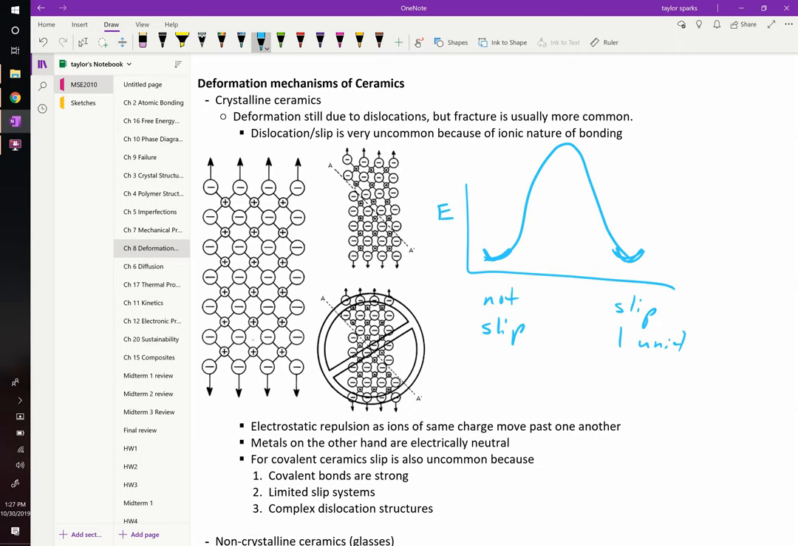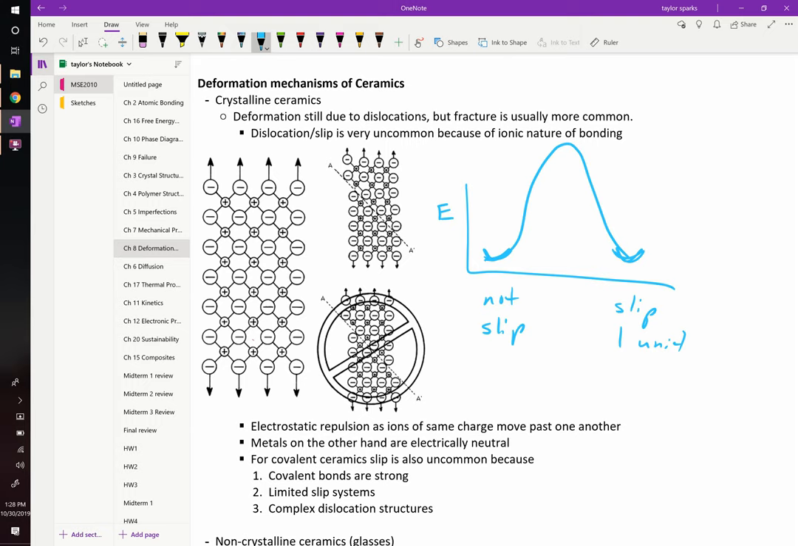It costs less energy to fracture. Now, where does energy go when you fracture something? Why does that cost energy? You created surfaces, and creating surfaces does cost energy, but that energy is less than the strain and the electrostatic repulsion that you get when you try and get slipping in ceramics. This is why ceramics don't slip, typically, right?